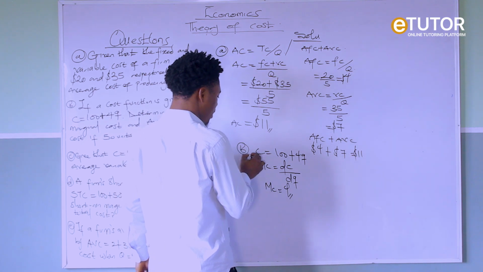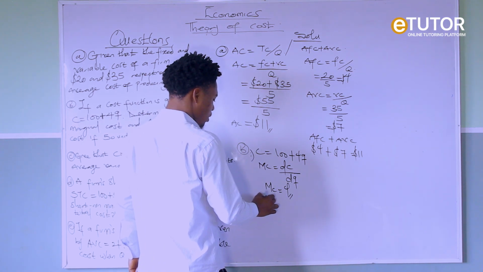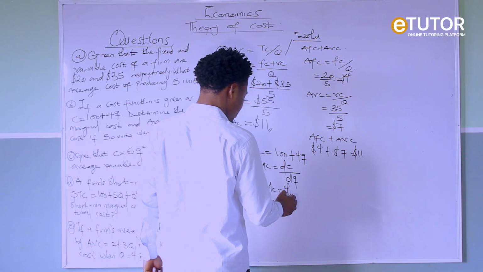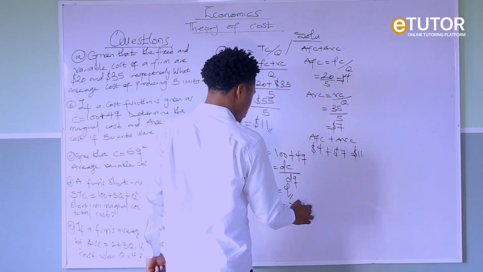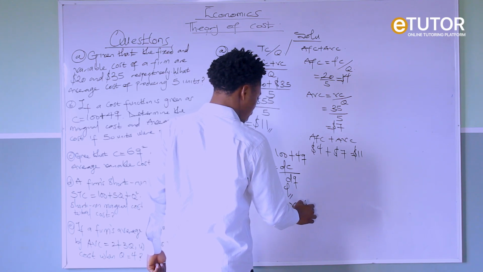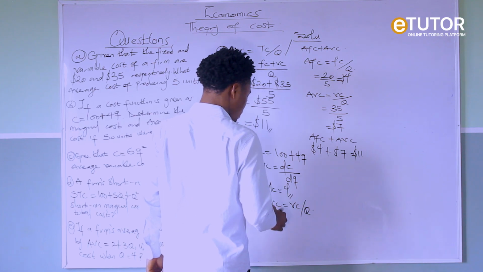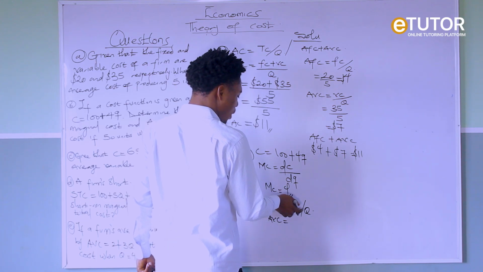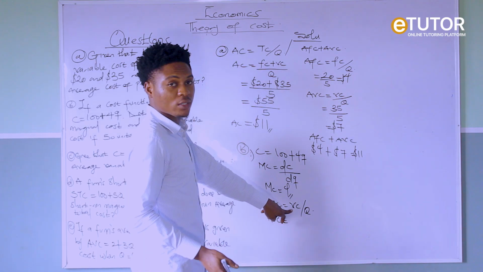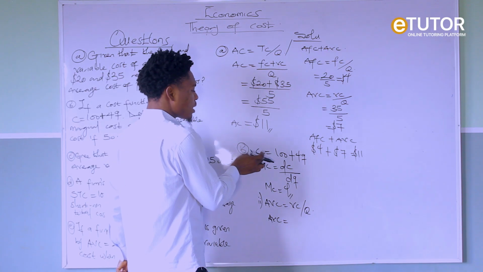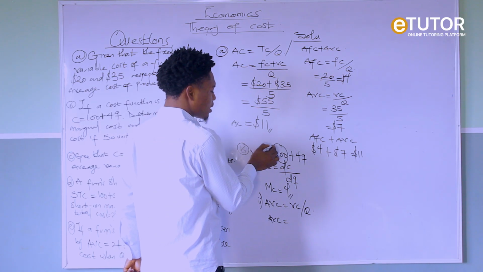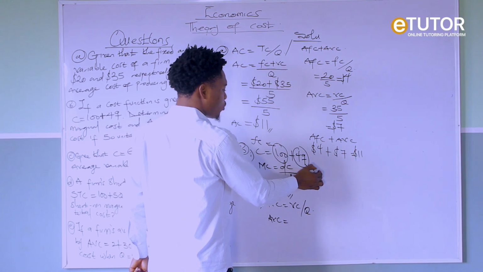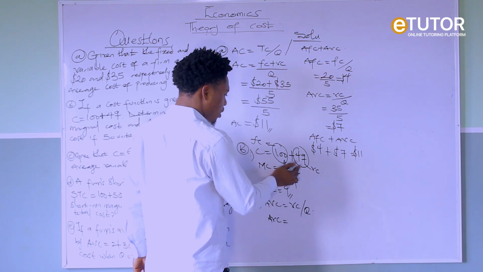Then what's our average variable cost? So we want to get our average variable cost. Our average variable cost is our variable cost divided by our quantity, right? So our average variable cost is our variable cost over our quantity. What is our variable cost? If you look at this cost function, remember I told you that this one that is a constant is our fixed cost. This one is our variable cost.